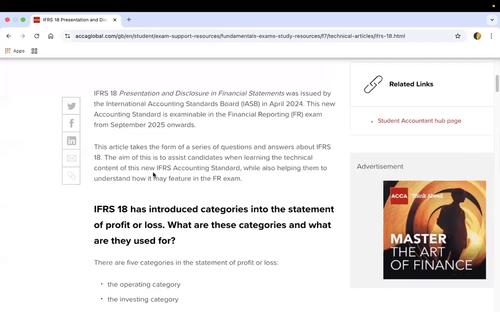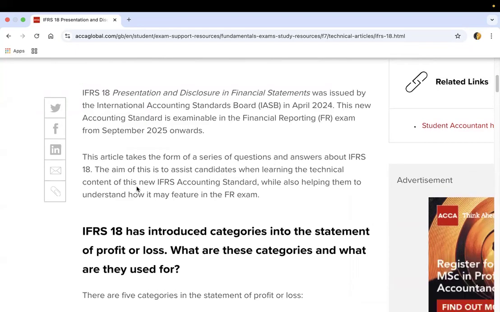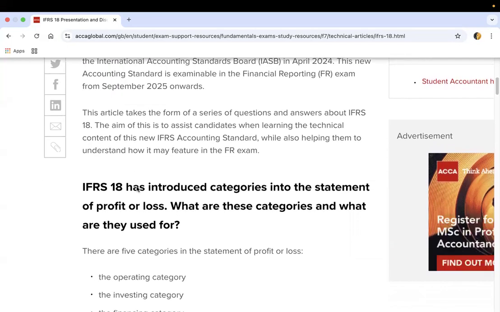Okay, so ACCA has clearly mentioned how we should follow IFRS 18 in the context of the ACCA exam. This is going to be tested from September 2025 onwards. So it would be evident that out of the questions that you're going to get for the essay, one among them would definitely be something related with SOPL. Clear?